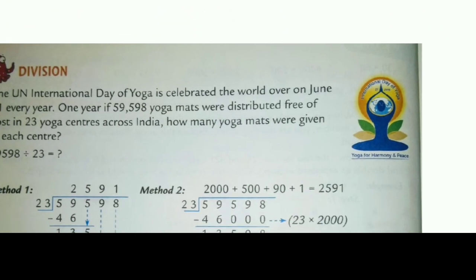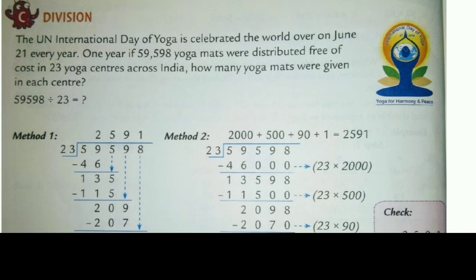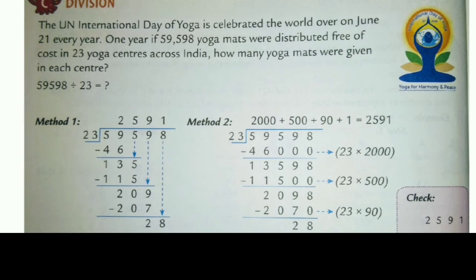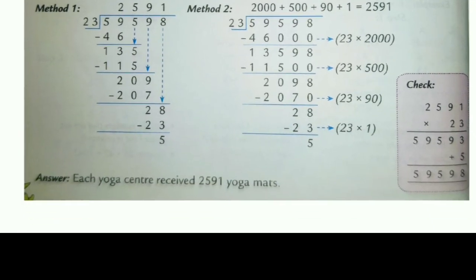Next topic, that is division. In this division, I told you when we started this chapter, there are 4 things: first is dividend, then divisor, then quotient, and the remainder. So according to that we can solve this division. Here two methods are there. Any one method we can use for division. Clear?